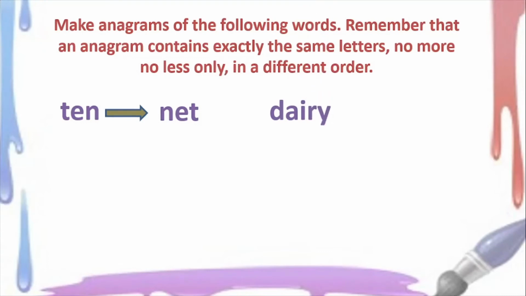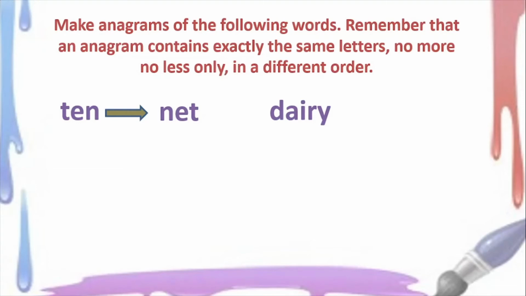D-A-I-R-Y, dairy. Now what is a dairy? Dairy is something which has got to do with milk and milk products and cattle rearing. Okay, so we say Amul dairy. Alright, we say Gokul dairy. So we have many dairy farms around us. So this is the meaning of the word dairy.